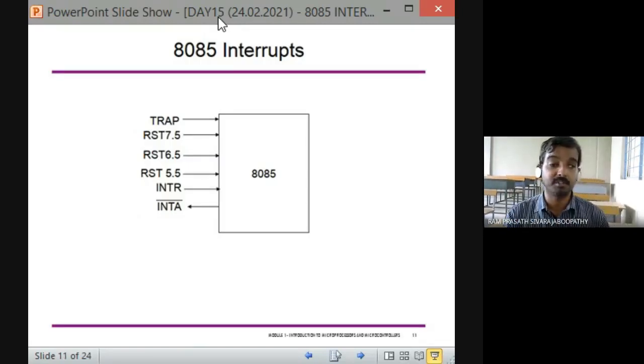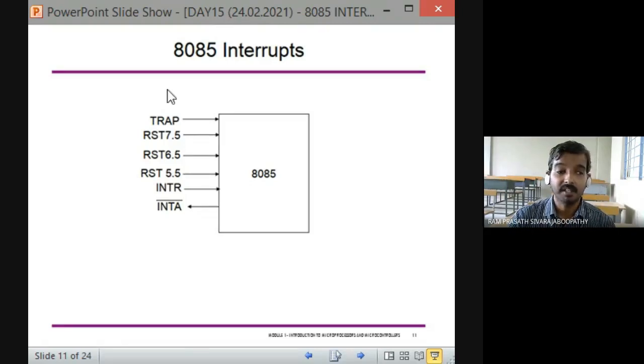So now we will get into the hardware pins available in 8085. Already we have discussed this. So totally, how many interrupts do we have in 8085? Is it 6, Danya? Kindly check and tell. How many hardware interrupts do we have in 8085? 5 interrupts. Trap, RST 7.5, 6.5, 5.5 and INTR.